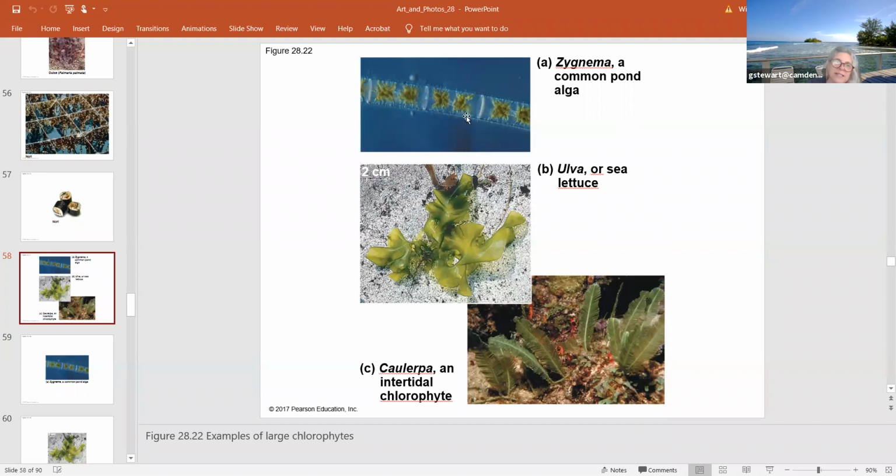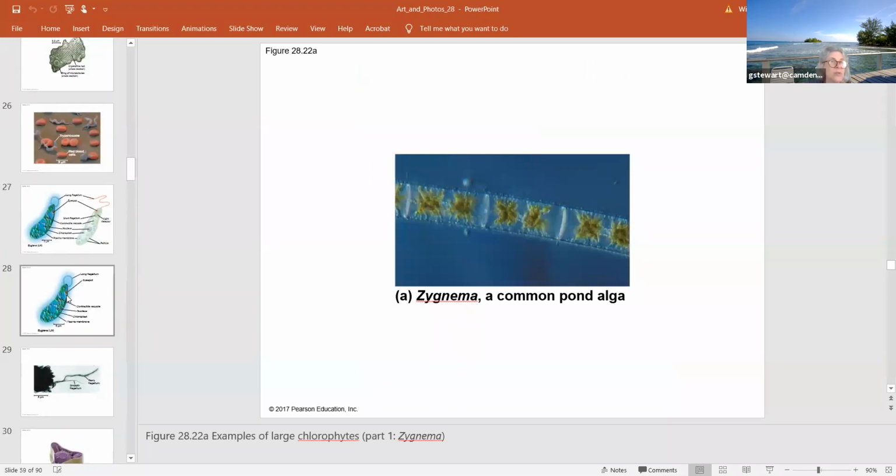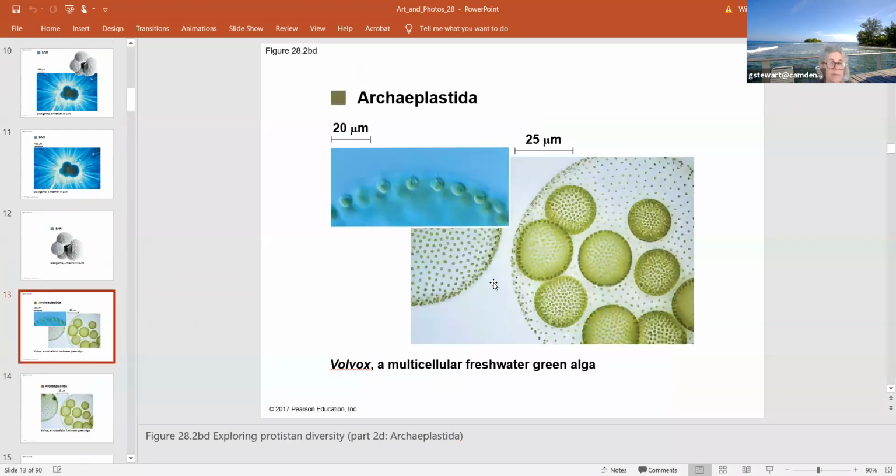This is a filament, might even categorize it as colonial. Let's look at the volvox, which is up here. This is a great example of a green algae, a chlorophyte that is multicellular. It is a giant cell. It looks kind of like a basketball with little tiny cells inside of it. And notice each cell has a flagella. See how they're all lined up here? And so when it swims, it spins.